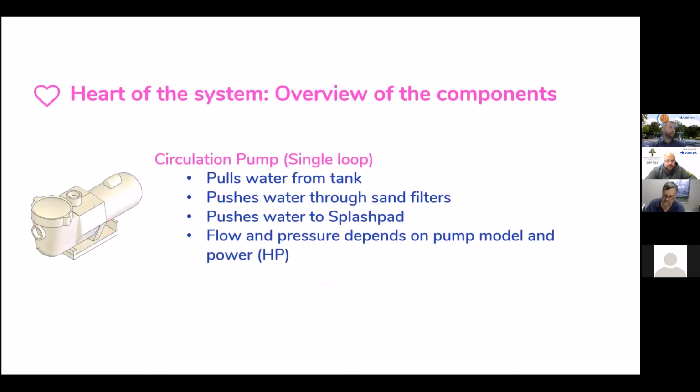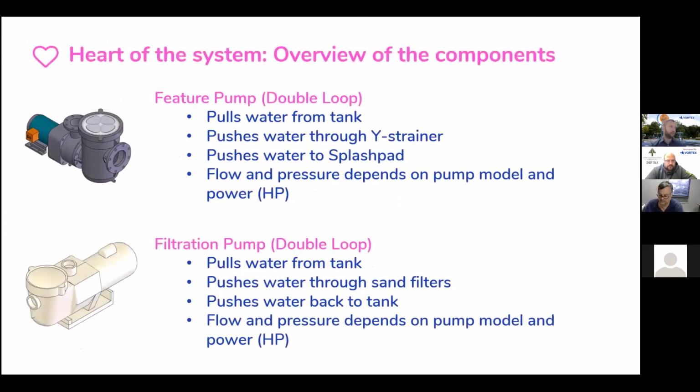So your circulation pump, I'm going to skip right to this slide here because this tells you the same information. Your feature pump, again, pulls water from the tank, pushes water through your Y strainer, and pushes water to the splash pad. They both have flow and pressure that depends on the pump model and pump power. But again, looking at the screen here, the big difference is rather than the feature pump pushing water to the splash pad, your filtration pump pushes water back to the tank after it's been filtered.